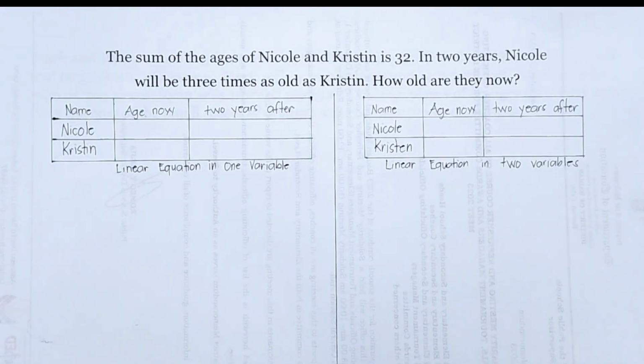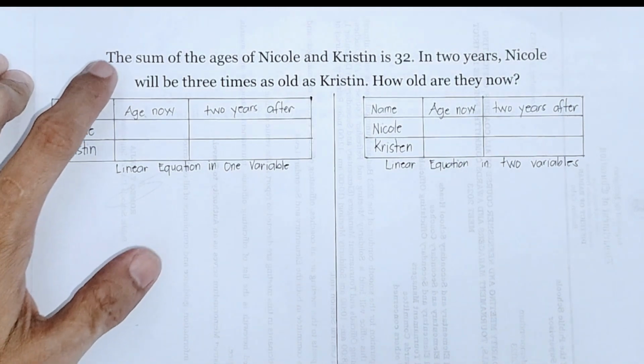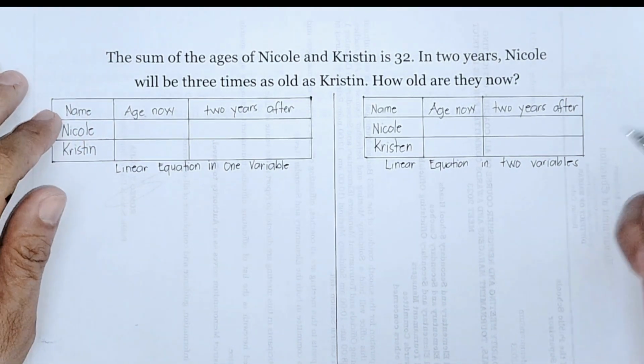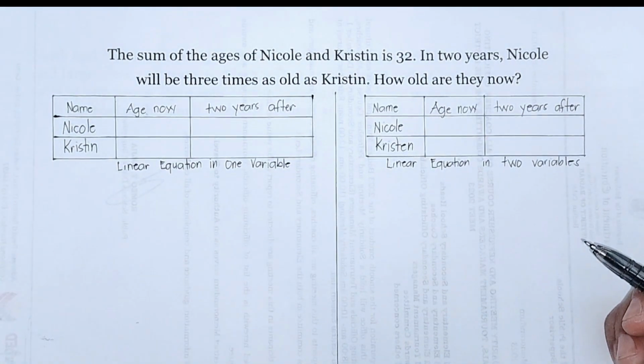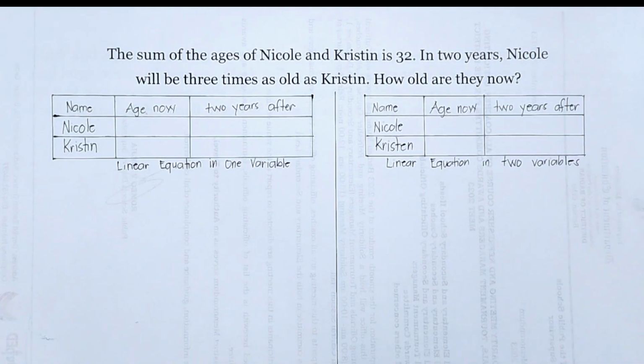This video is related to my previous video about age problem. But this time I'm gonna show you the two different ways in how to solve this problem. So the problem is the sum of the ages of Nicole and Christine is 32. In 2 years, Nicole will be 3 times as old as Christine. How old are they now?